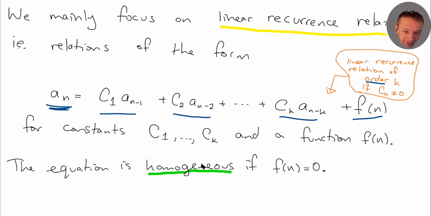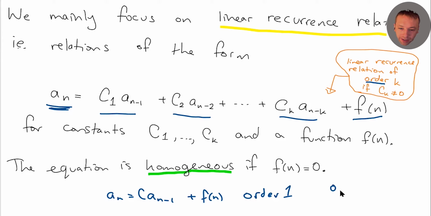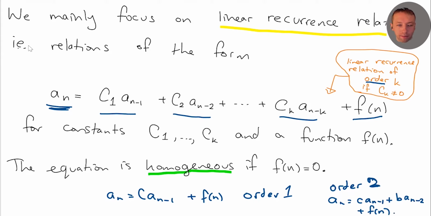So an order 1 relation is like a_n equals a constant c times a_{n-1} plus maybe some f of n. And order 2 is like a_n is, say, c a_{n-1} plus b a_{n-2} plus maybe f of n. So the order is how many previous steps you look back. And we say that the recurrence relation is homogeneous if this function f that depends on n is 0, so where a_n just depends completely on the other terms.